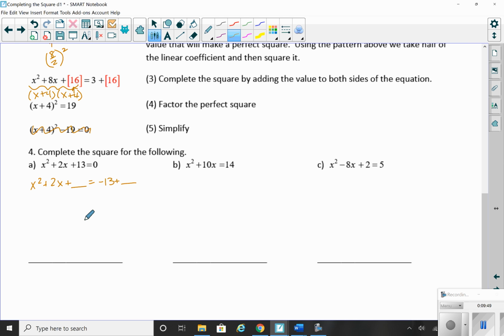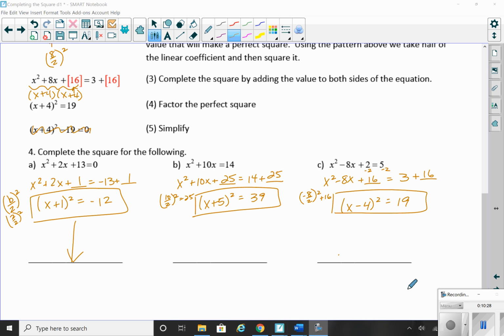So again, my first step was to move that constant over. Now I'm going to figure out what I'm plugging in. Again, we're using that little formula, b over 2, the quantity squared, right? 2 divided by 2 is 1, 1 squared is 1. So I'm adding 1 to both sides of my equation. Now that left side is factorable, right? This is x plus 1, the quantity squared. Negative 13 plus 1 is negative 12. So there's my expression where I'm done completing the square. So I would like you guys to try B and C, completing the square on that quadratic form.